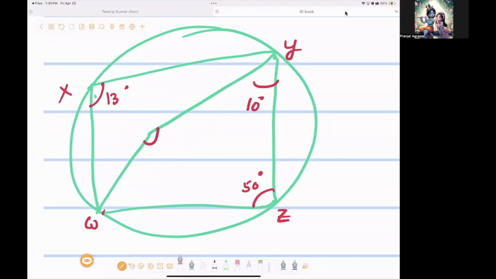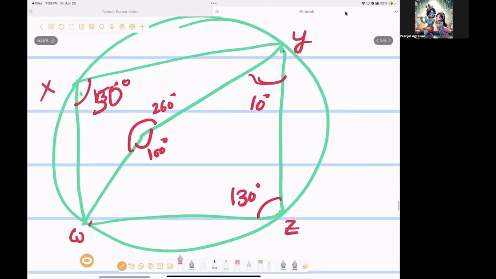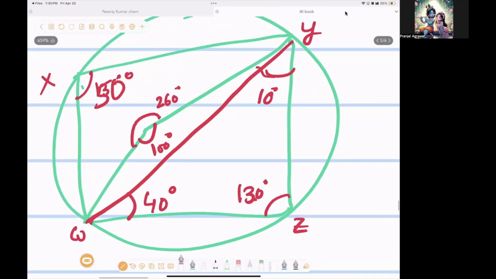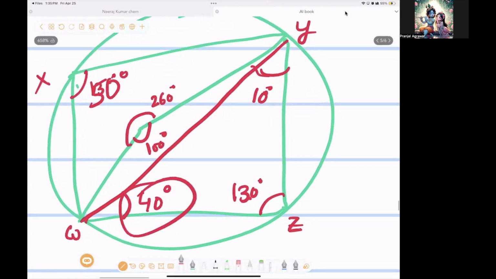So this becomes 100. So this becomes how much? 260 degree. So this becomes how much? 50 degree. So this will become how much? 130 degree. This was joined. So we have to find this angle. So 130, 140. So this will be 40 degree. Done. So we have to find this angle. So answer will be B, 40 degree.